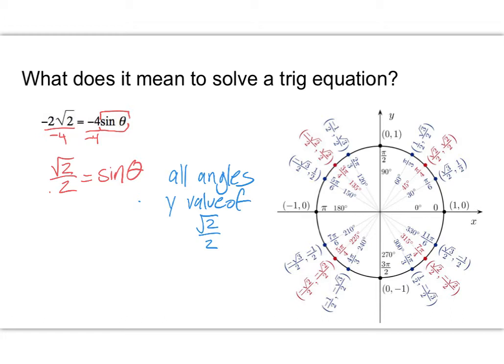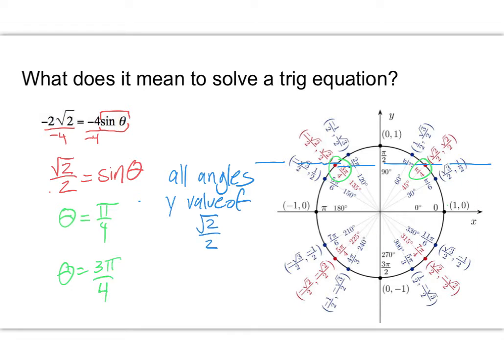In terms of graphically, I could draw a horizontal line at a height of the square root of 2 over 2. And one of the things that I notice is that in my first time around the circle, that seems to happen twice, at pi over 4 and at 3 pi over 4. What that means is that those are our two basic values, so theta equals pi over 4. Theta equals 3 pi over 4.